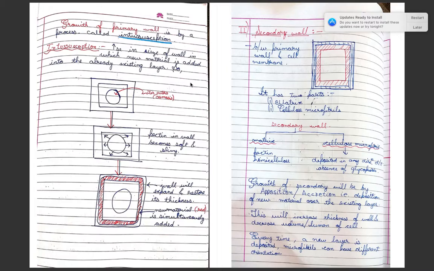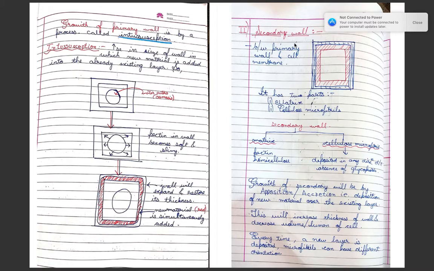So, when water molecules enter by osmosis, the cell matrix increases and the pectin in the wall becomes soft and slimy due to combination with water. The wall will expand and restore its thickness. It will always maintain its thickness, and new material is simultaneously added while it increases.